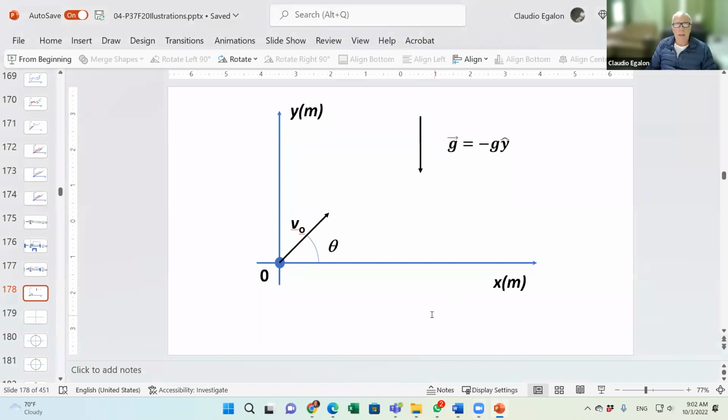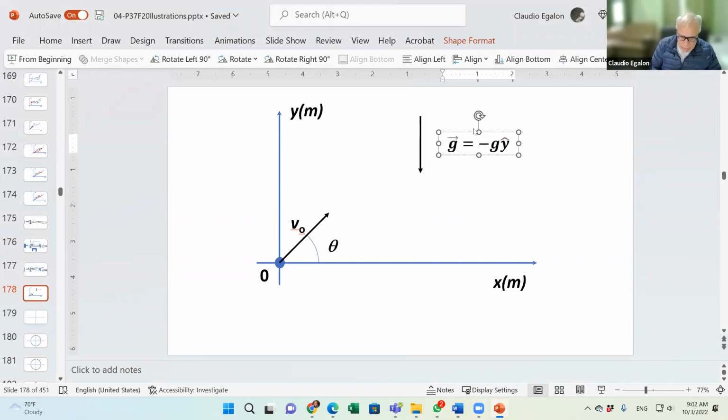So how do we illustrate the projectile? Let me share the screen. Here we have an illustration of the projectile. We have this object at the origin of the X and Y axis. It will be subjected only to the acceleration of gravity.